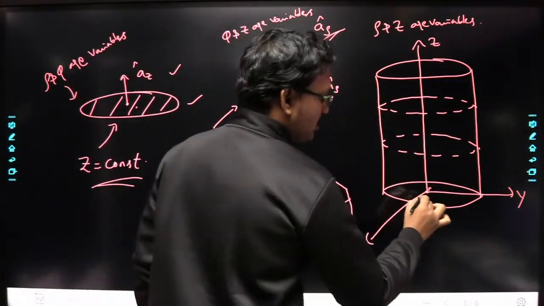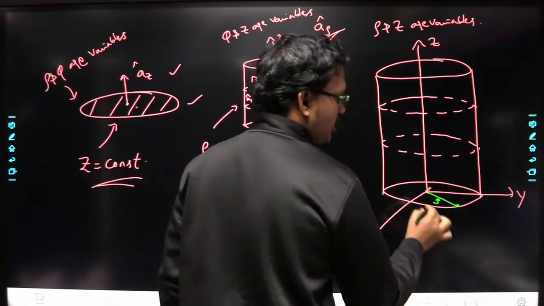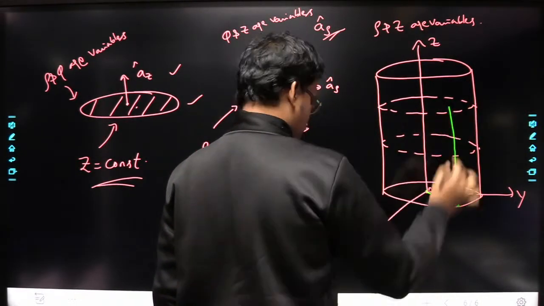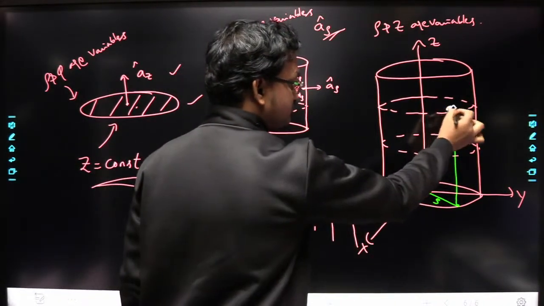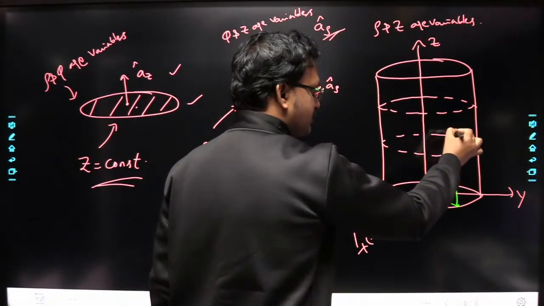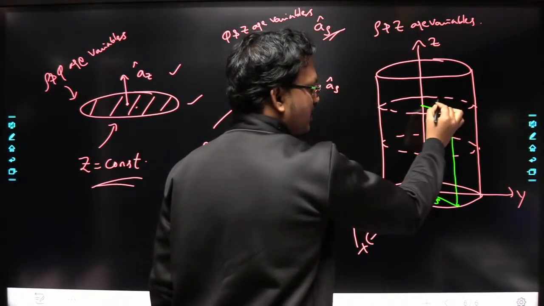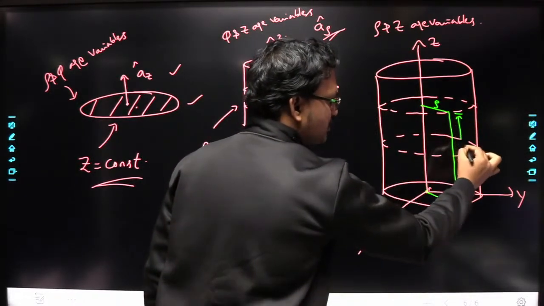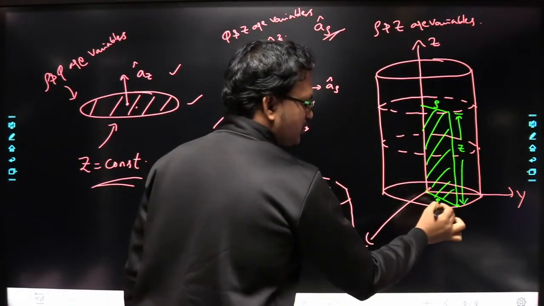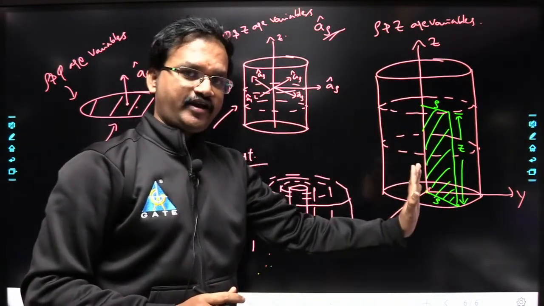Now here, the normal distance from here to here is nothing but rho. Understood? Okay. So if you vary rho and vary Z... So I have varied rho and now I am varying Z. This point is also at the same normal distance rho. So now this is rho and this is nothing but Z. So rho into Z will give you this surface area. This is the surface area of a rectangle. So that's what we got here.